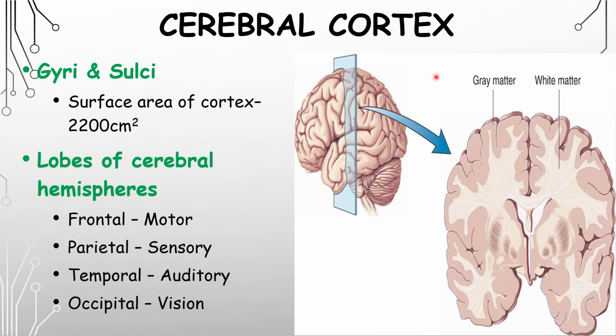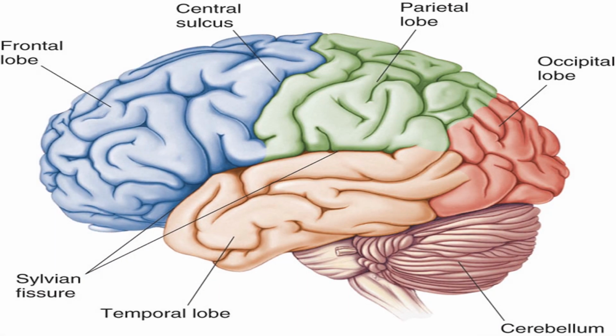And then finally the occipital lobe. So it lies behind the parieto occipital sulcus. So it is concerned with the vision. And here we can clearly see the different sulcuses. Here it is the central sulcus, and this is the sylvian sulcus, and this is the parieto occipital sulcus. So here it is the frontal lobe, parietal lobe, and this is the temporal lobe, and this is the occipital lobe.